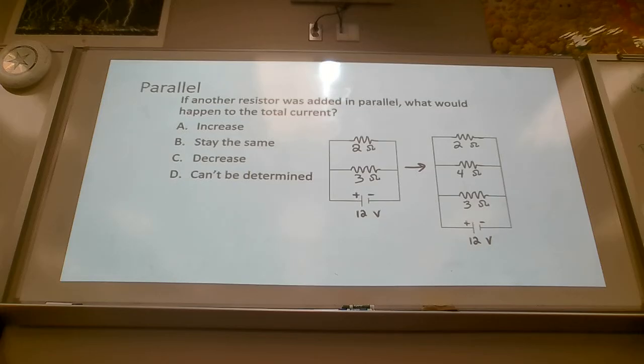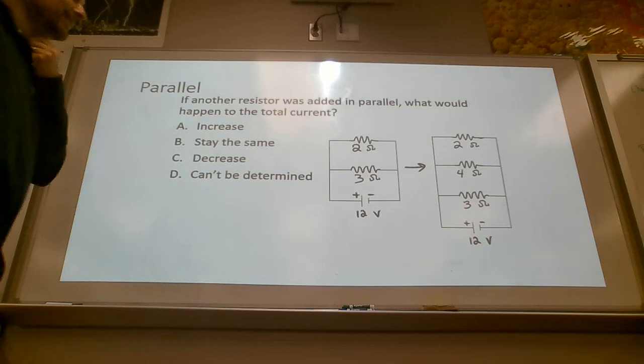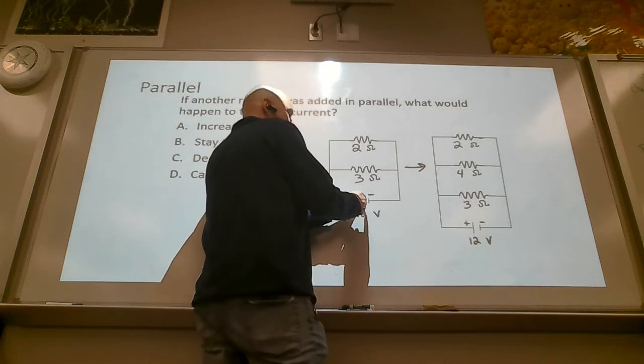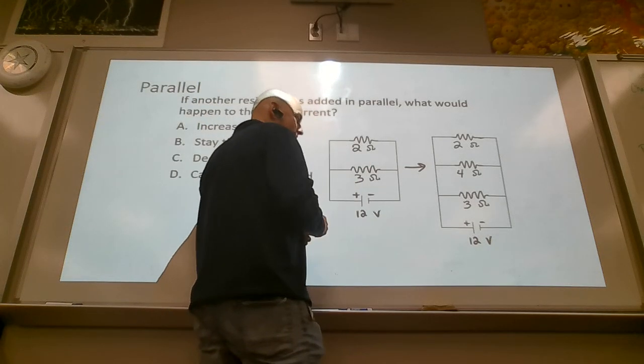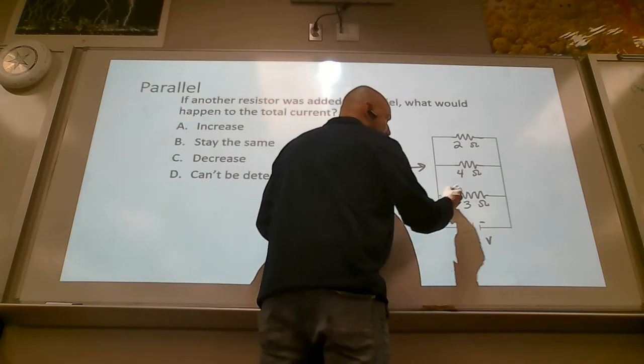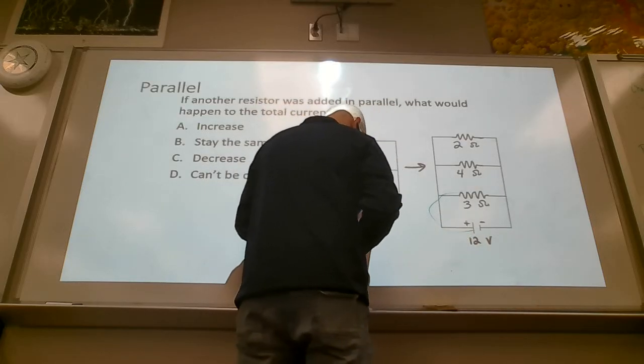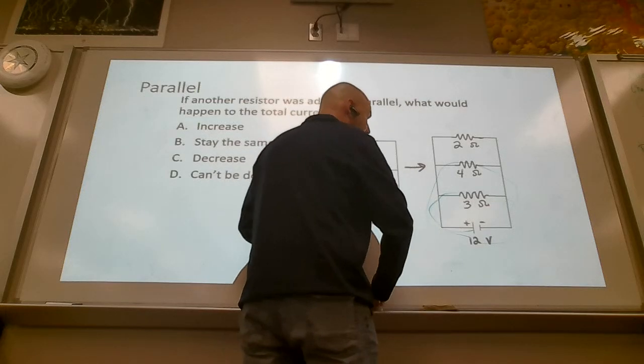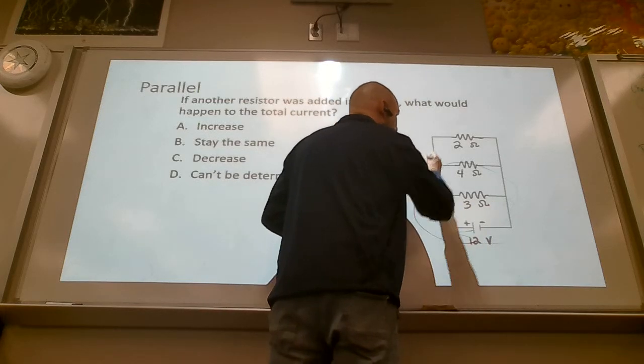Correct answer is A. We are increasing the amount of current because we've given current another path. So like independently they're hooked up. The battery needs to power that one, needs to power this one, needs to power this one independently.